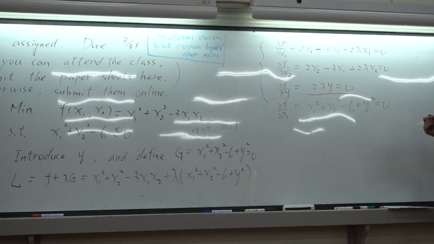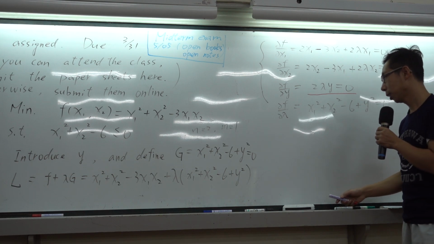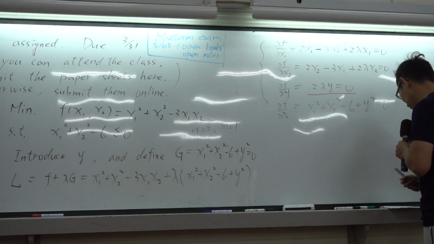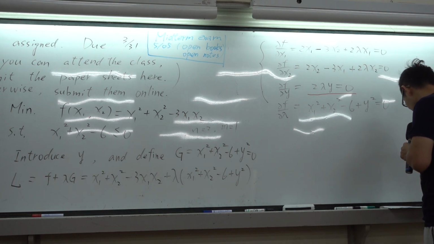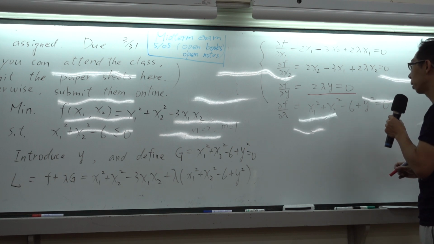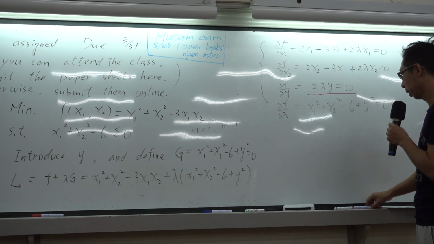Usually we start with this kind of equation, something times another equals 0. With this kind of equation, it will be easier to solve the rest. So let's start from equation 3.